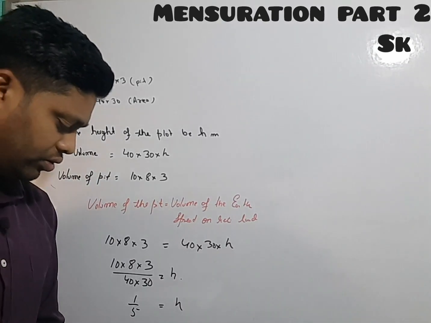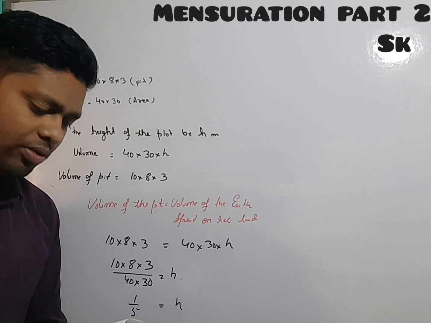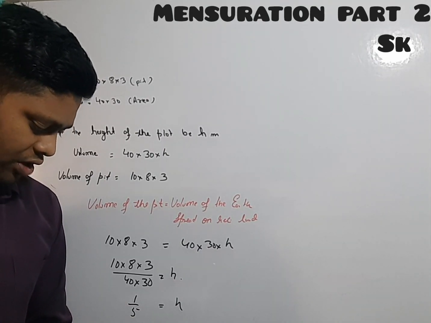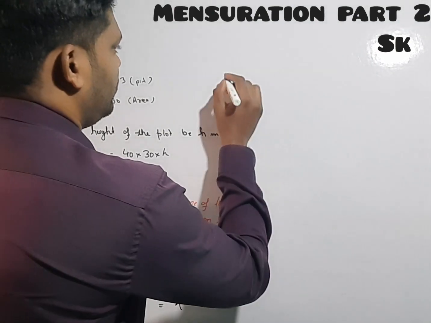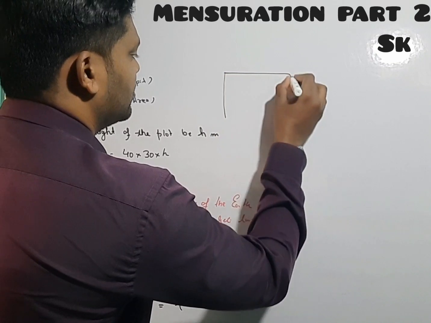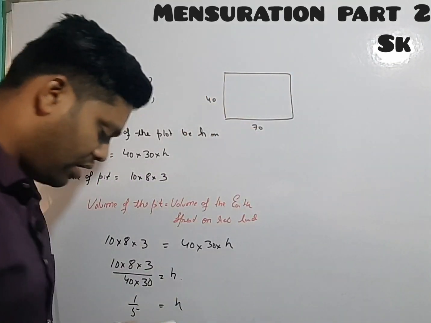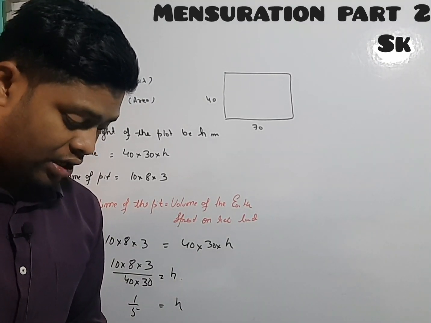Okay, so the question can be, they're saying that a field is there. A field will obviously be in a rectangle shape. The field is 70 meters long and 40 meters broad, like this. Now after that, at one corner of the field a pit is being dug.